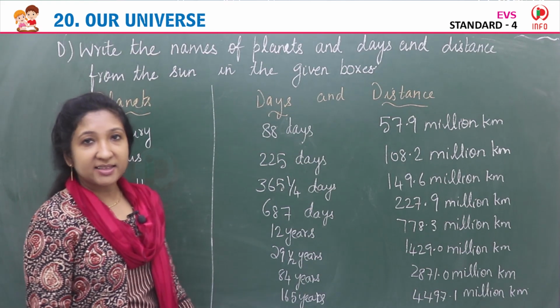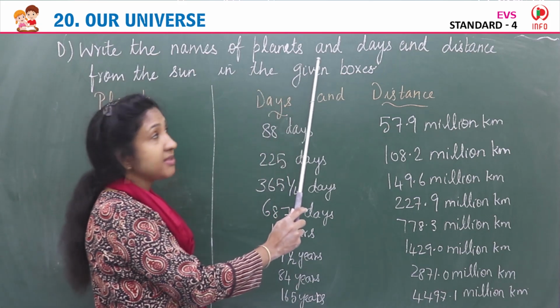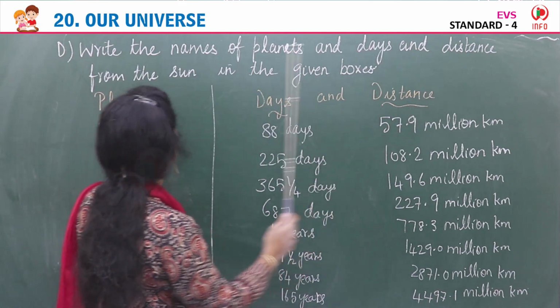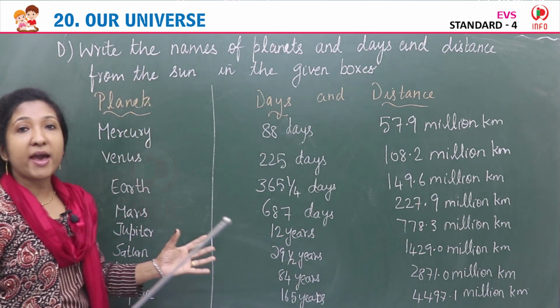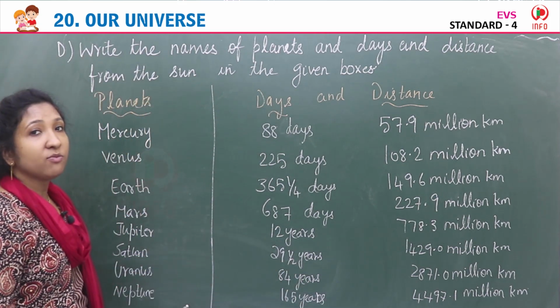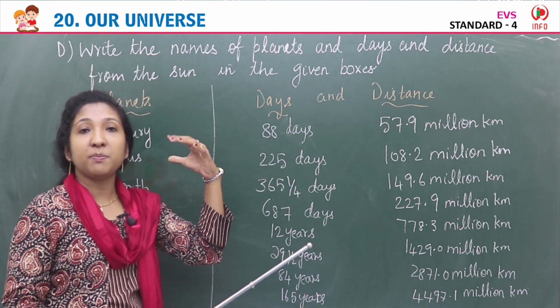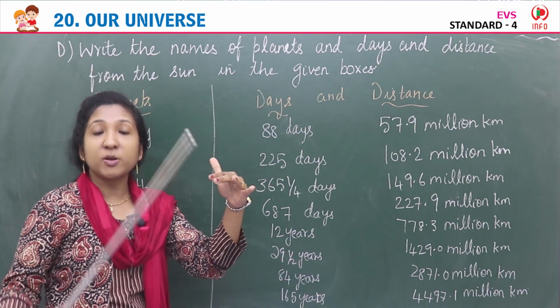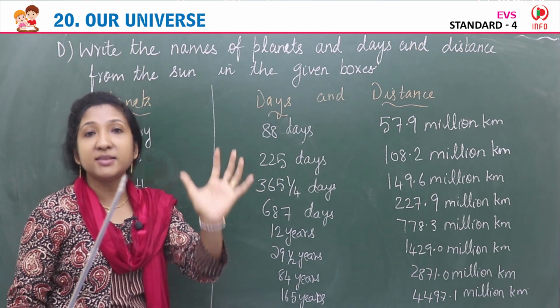Children, our next exercise is exercise D. Write the names of planets and days and distance from the sun in the given boxes. First you have to write the names of the planets in one box. In the next box you have to write how many days each planet takes to orbit the sun, and at the same time, the distance of these planets from the sun.